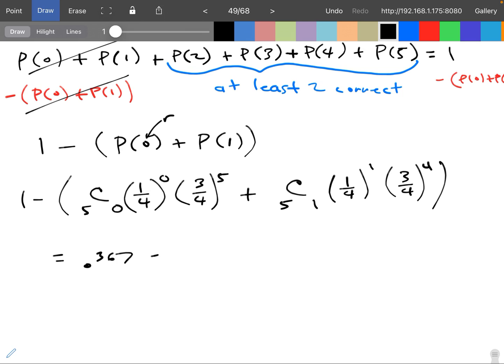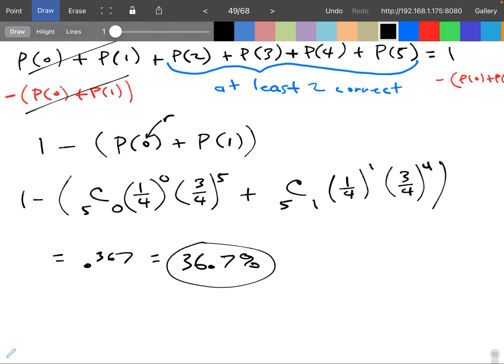Which if you move that decimal point 2 places to the right, that is 36.7%. Okay, so if I had a 5-question quiz with 4 answer choices, A, B, C, and D, and I had you guys guess just randomly at the 5 answers, you would have about a 37% chance of getting at least 2 correct. You could get 2 correct, or 3 correct, or 4 correct, or all 5 correct. But you would get one of those, either 2, 3, 4, or 5 correct. That would happen 37% of the time.